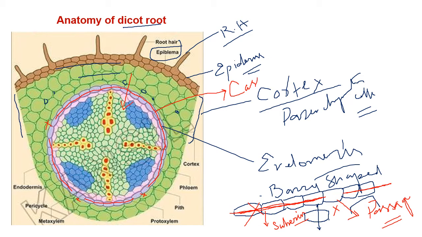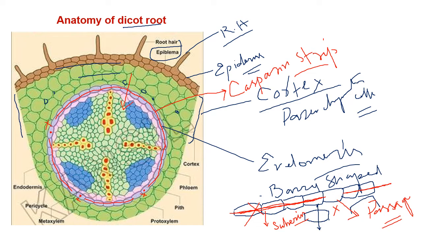strip. It is made up of suberin, which does not allow the movement of water, which is water impermeable. So it does not allow the entry of the water. However, some cells, for example, here this cell, here this cell, here this cell, they do not have this Casparian strip. They do not have suberin depositions.